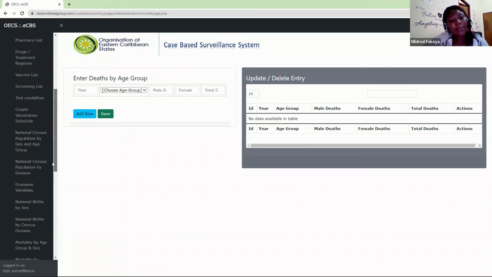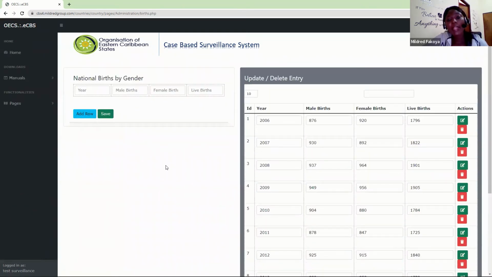Sorry, we have national births by sex of the children born. You enter these records for as many as you have. You enter the male births, the female births, and the number of live births. Now, male and female births might not be equal to live births because we are not recording stillbirths, but we are recording just the live births. So the total male births, including stillborn, the total female births, including stillborn, and then the total live births.